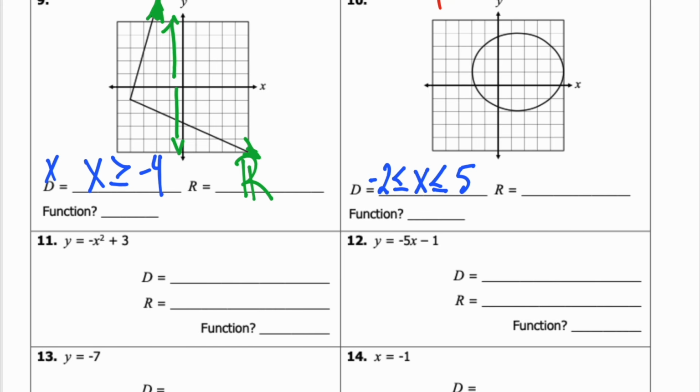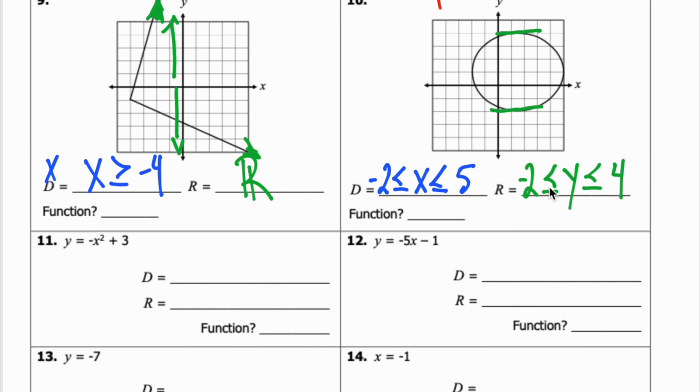Well, we see that this circle goes as far down as -2 and as far up as positive 4. So we can say that y is going to be greater than or equal to -2 and less than or equal to positive 4.